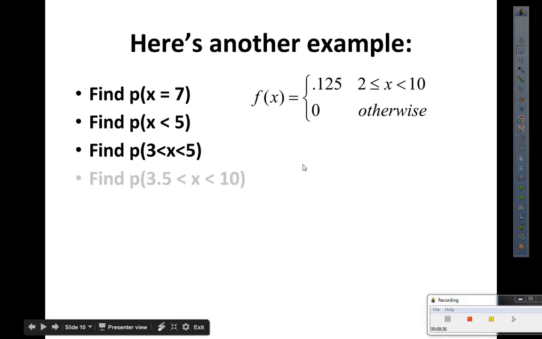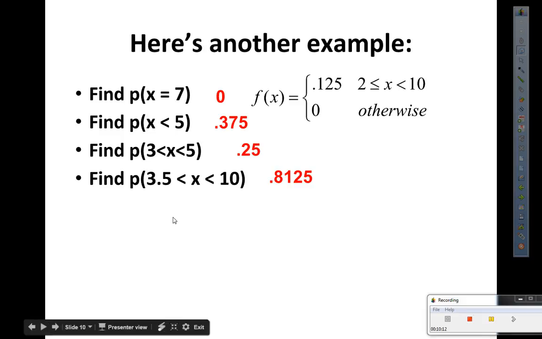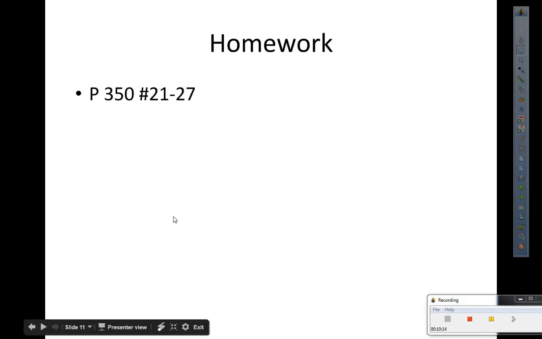Probability x is less than 5. Well, the width would be from 2 to 5. So that width is 3. 3 times 1/8 is 3/8. You can leave that as 3/8, the fraction, or 0.375. I don't care which. The width of this interval here is 2. 2 times 0.125 is 2/8 or a quarter. And the last interval has a width of 6.5. When I multiply that out, I get 0.8125. Seems quite simple, right? That's about it for uniform distributions.